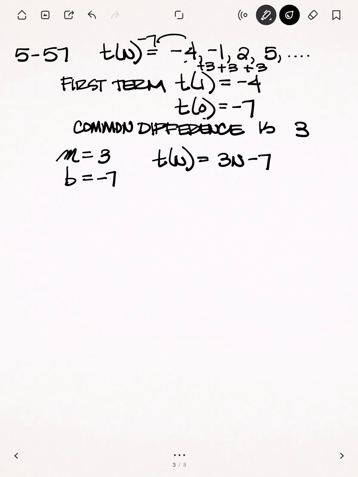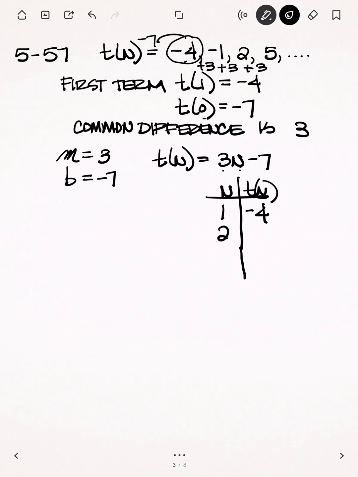Now, it wants me to check that and make sure that that equation is correct. To do that, you can do a little XY chart or n, t of n chart and check yourself. Well, in this case, our first term, let's plug it into the equation. If we plug in 1 for n, what's 1 times 3? 3 minus 7 would be -4. And you'll notice that that is the first term that I have up here.